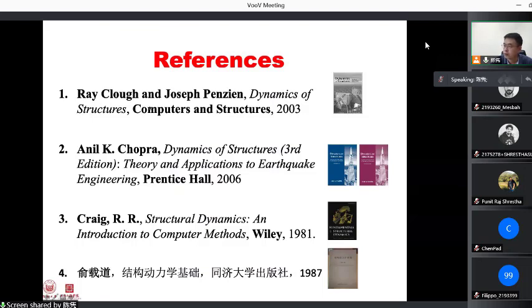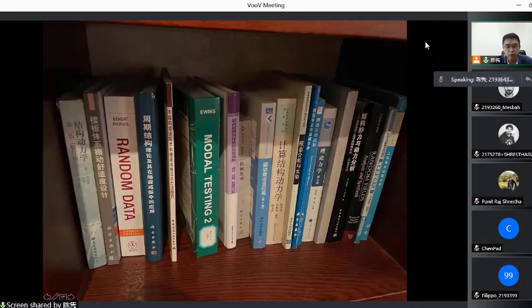So basically, we are using this one. And if you use the keywords structural dynamics or dynamics of structures to search the library or the internet, you will find many, many books on this topic.